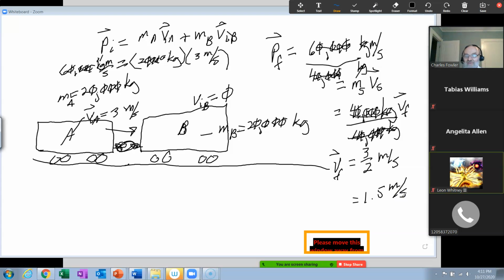And that sort of makes sense, doesn't it? Because it started at 3 meters per second, doubled the mass, so it halved the velocity. And sure enough, it was 1.5 meters per second.